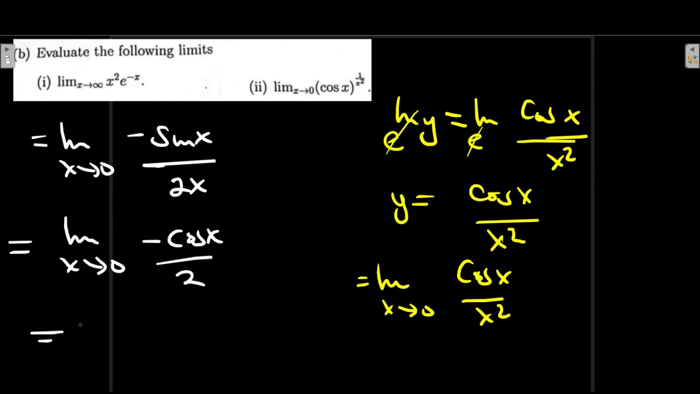Then I can replace my 0 now. When I replace, cos 0 is just going to be 1, so on top, I'll have negative cos 0 over 2, and cos 0 is just 1, so I have negative 1 over 2. So this is going to be the limit. All right. So now move on to the next one, which is here.